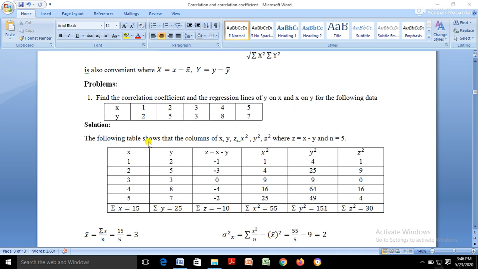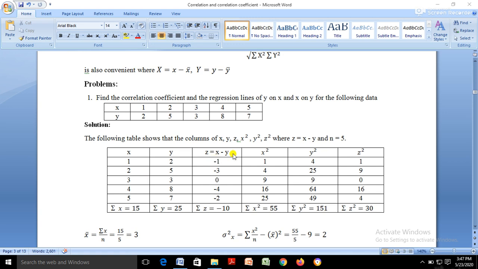So the following table shows the columns x, y, z, x square, y square, z square, where z is equal to x minus y, and n means number of terms: 1, 2, 3, 4, 5. So to find the correlation, we first prepare the table. x is given, y is given, we prepare z.